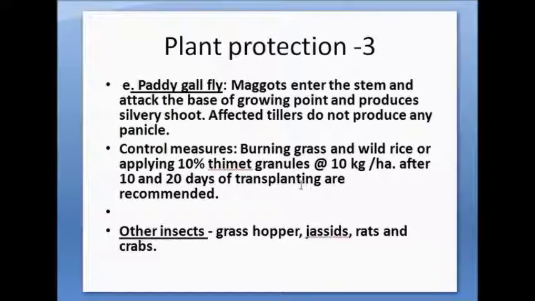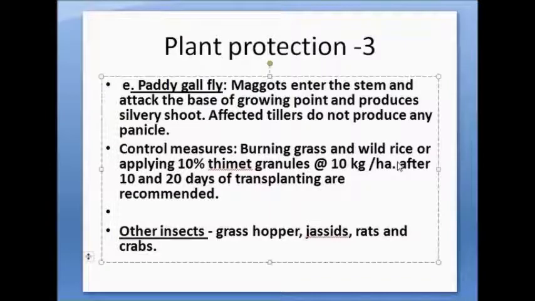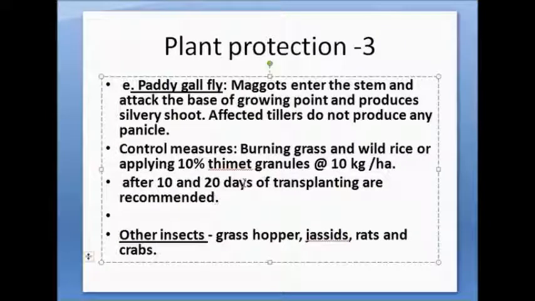Control: we have to remove the grasses which are grown on the bulbs, and we can also apply 10% chimate. It is in granular form in the soil at the time of sowing. Sowing करताना 10% chimate at the rate of 10 kg per hectare is applied. In case of transplanting, it can be applied 10 to 20 days after transplanting, at the time of sowing or at the time of transplanting.